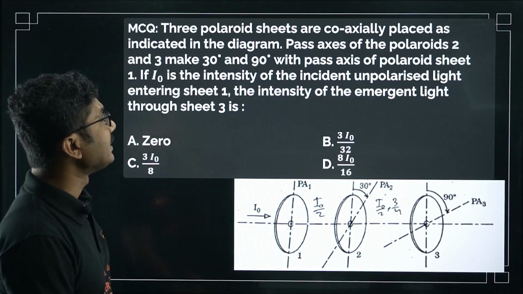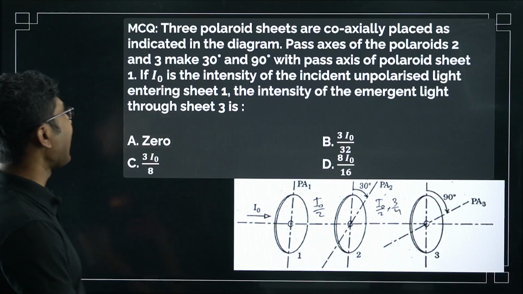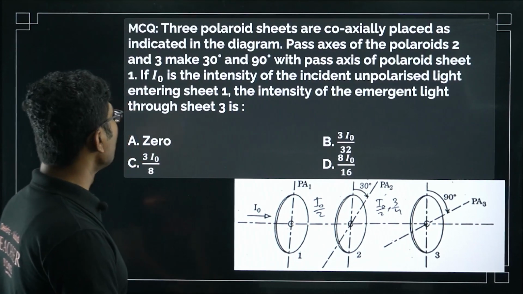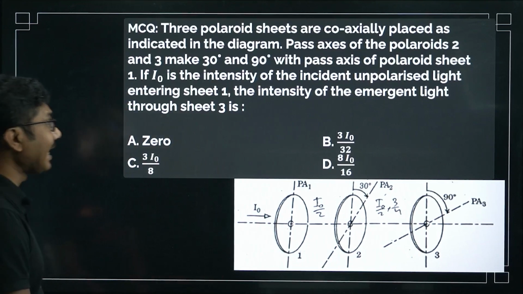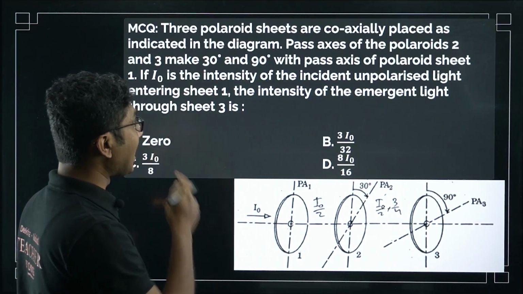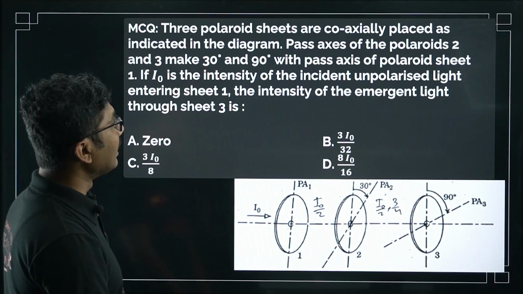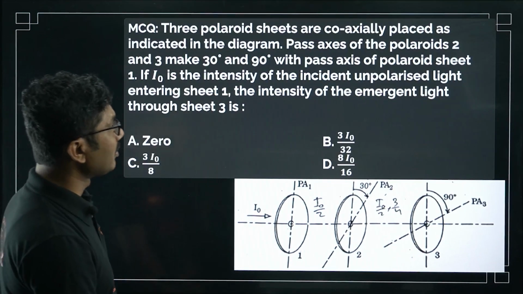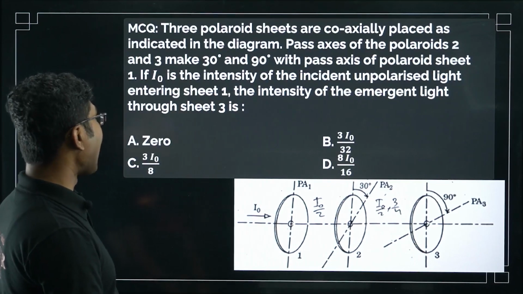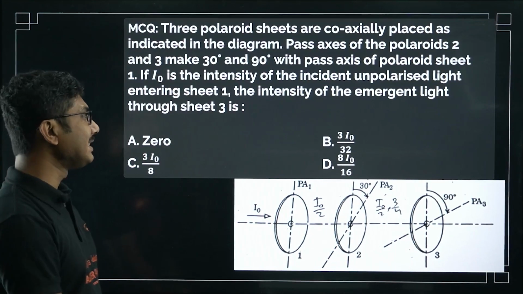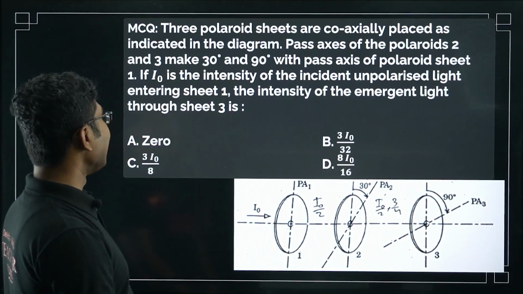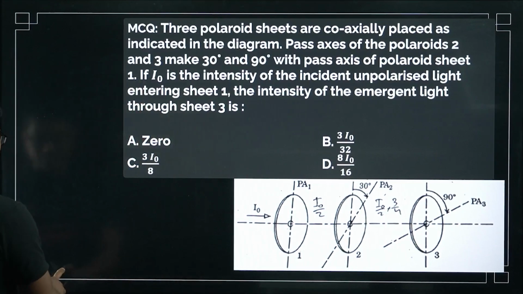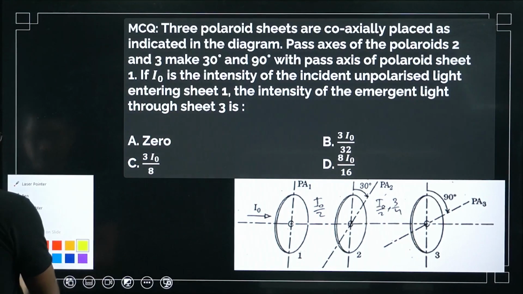3 Polaroid sheets are coaxially placed as indicated in the diagram. Pass axes of Polaroids 2 and 3 make 30 degrees and 90 degrees with the pass axis of Polaroid sheet 1. If I0 is the intensity of the incident unpolarized light entering sheet 1, find the intensity of the emergent light through sheet 3. So first of all, let us understand this question.